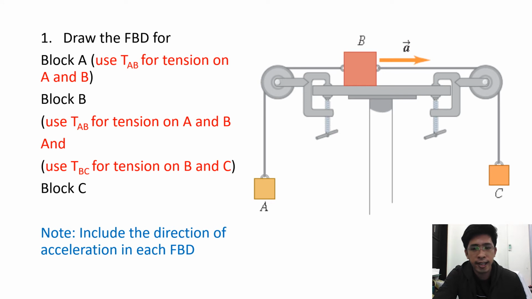So we have here again the diagram, and I have here some terms. For the cord between block A and block B, we'll use TAB for the tension, and we're going to use TBC for the tension on the cord between blocks B and C. And note that we always include the direction of the acceleration in each free body diagram, for us to be reminded where the system is moving.